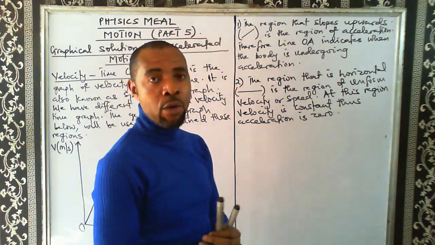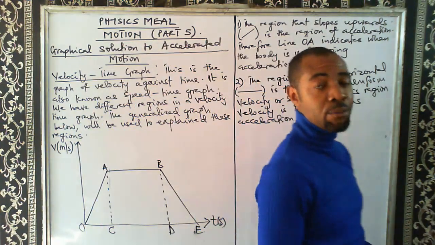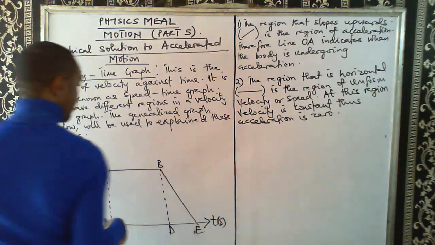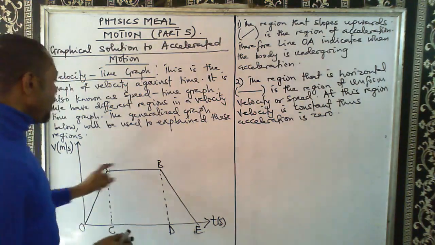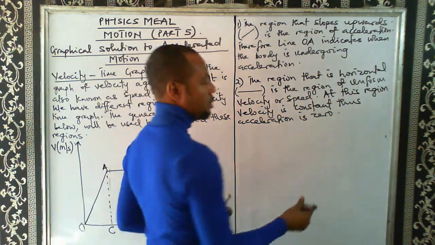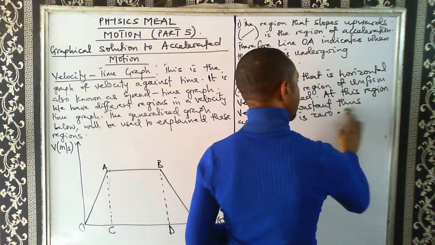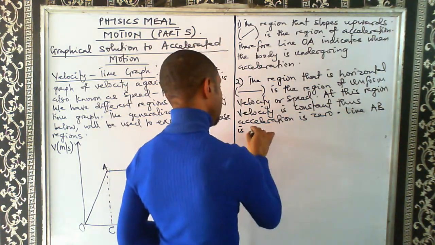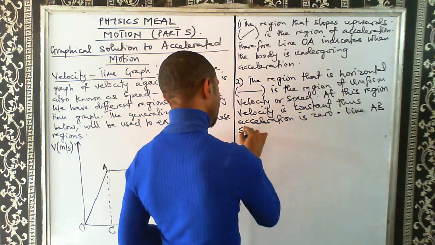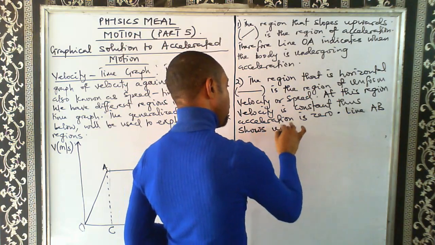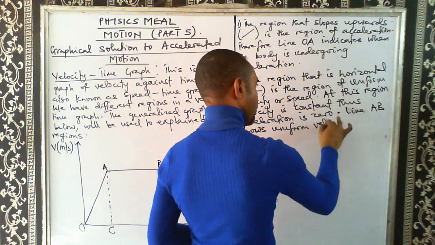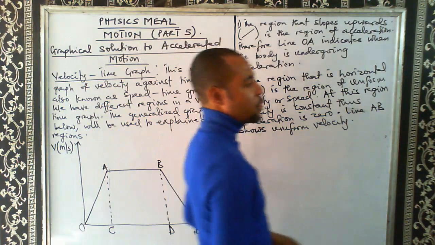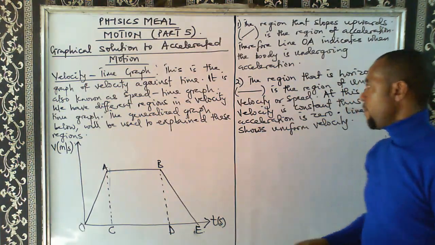Velocity is constant. And we know that during uniform velocity, acceleration becomes what? Becomes 0. So acceleration is 0. So in this case, line AB shows uniform velocity. Line AB shows uniform velocity.